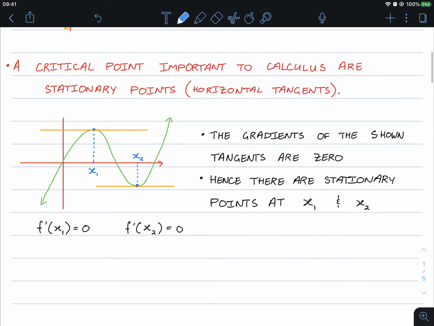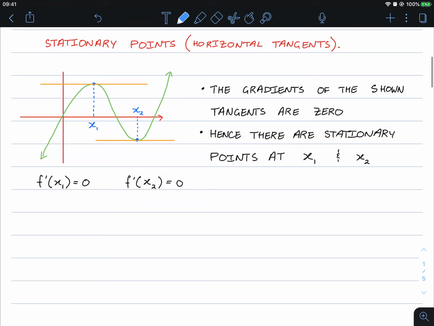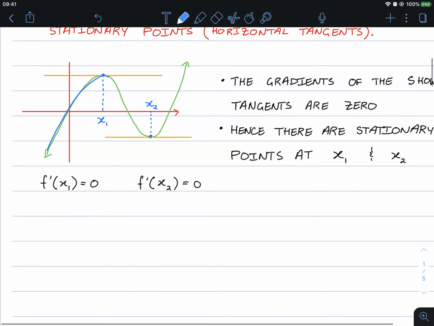A critical point important to calculus are stationary points. You can also call these horizontal tangents. The gradients of the shown tangents, these ones here in orange, this one here, and this one here, are 0. So hence there are stationary points at these points. If we were to find the derivative of this curve and substitute x1 into the derivative, it will become 0. Same goes for this one here.